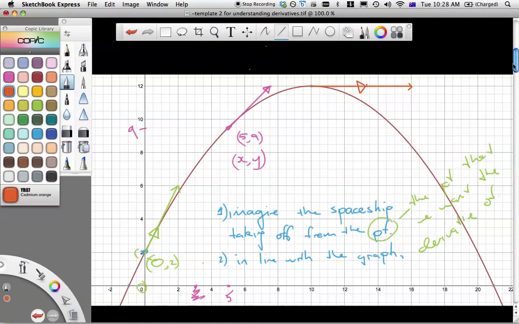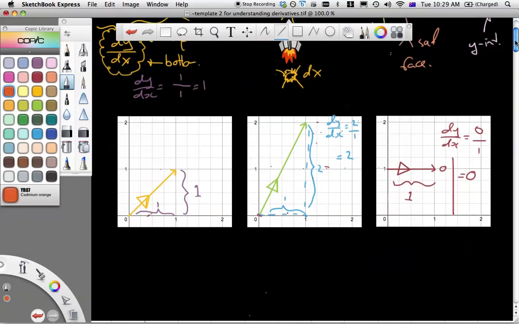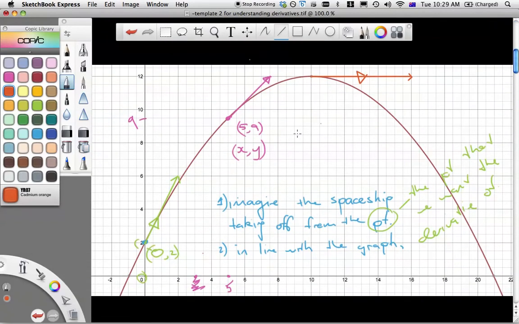So now that we've learned the rules of using our spaceship, and what that dy/dx is just asking us how high is the front of the spaceship and how far back is the back end of the spaceship. Now we've put these spaceships on a graph to find the gradient at any point, where we just have to imagine the spaceship taking off from that point and imagine it being in line with the graph. Okay, so that should be not too bad. So now we can actually look at these points and calculate it.